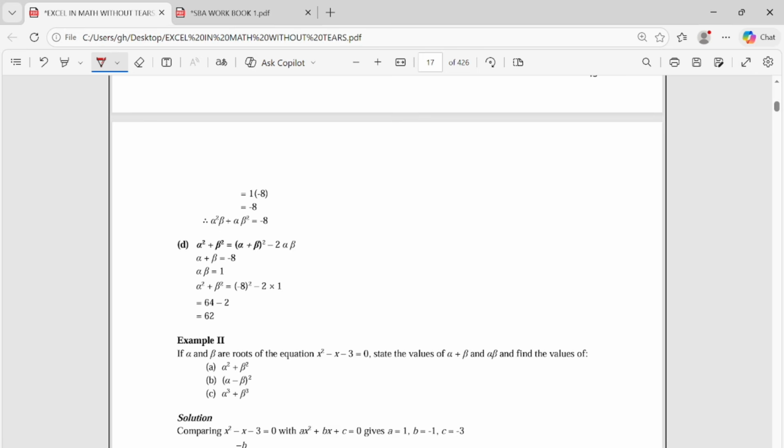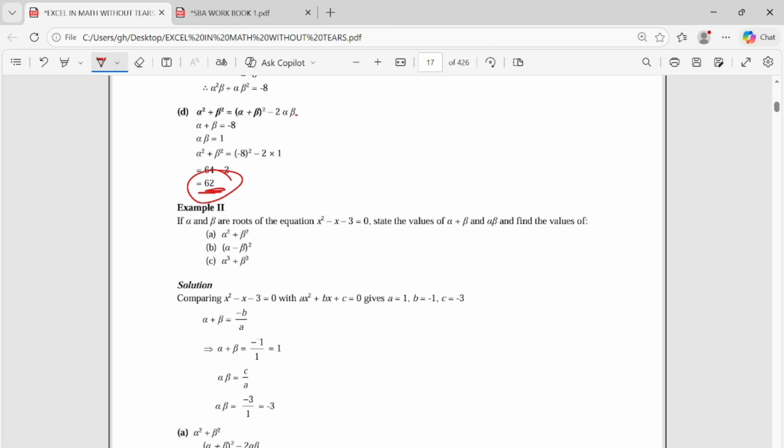You've already got it up there, and then your alpha beta, you have it there. So you substitute your negative 8 and then your 1, you come up with your alpha squared plus beta squared as 62. That was example 1. I think we need to do some more examples.